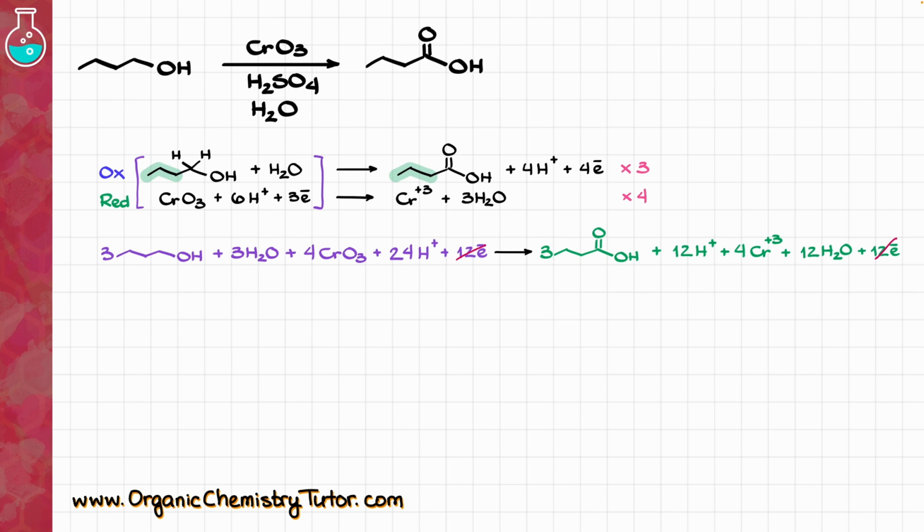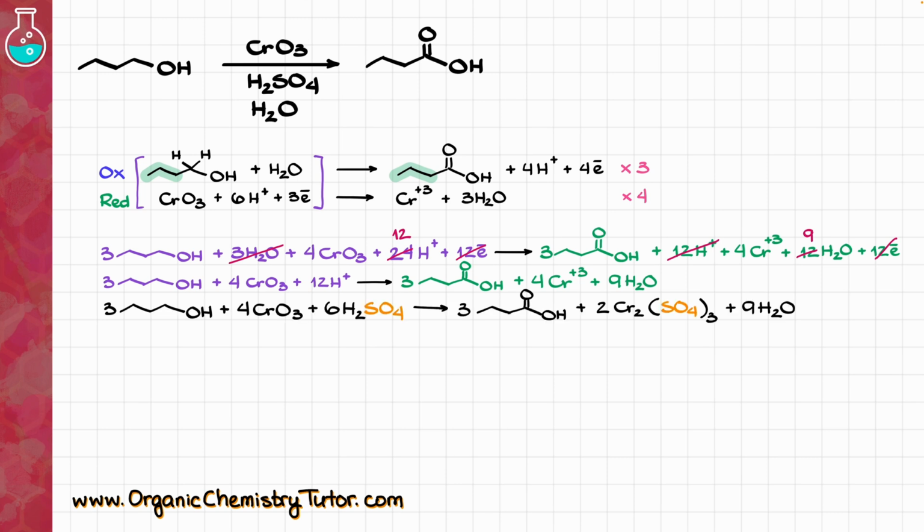Then, when it comes to water, I have 3 extra waters on the left side, which means that on the right I'm going to have 9 waters left. And when it comes to my protons, I have 12 protons over here, which means I only have 12 protons left on the reagent side. So, cleaning up my equation, I'm going to end up with 3 equivalents of my alcohol, my butanol, 4 equivalents of chromium oxide, 12 protons, giving me 3 equivalents of butanoic acid, 4 chromium ions, and 9 equivalents of water.